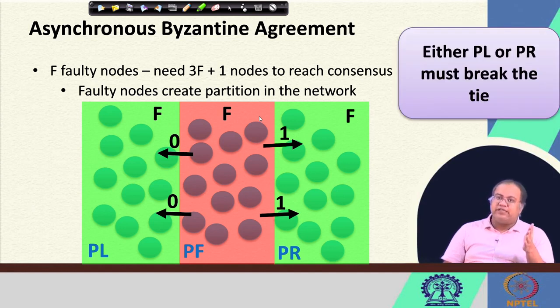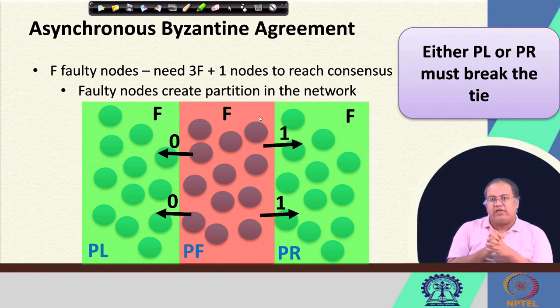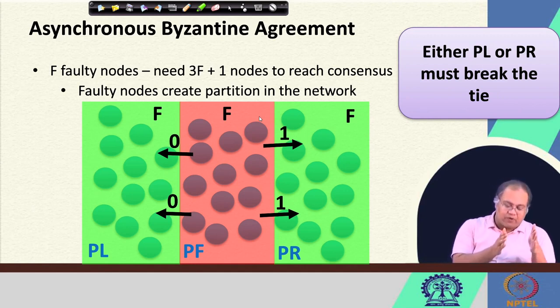In this case, PL and PR cannot communicate with each other, because they send messages via PF, and PF has created a partition in the network. So either PL needs to break this tie, or PR needs to break this tie. Currently they cannot, because if I consider PL and PF, I have f correct nodes and f faulty nodes, so I do not have any clear majority.